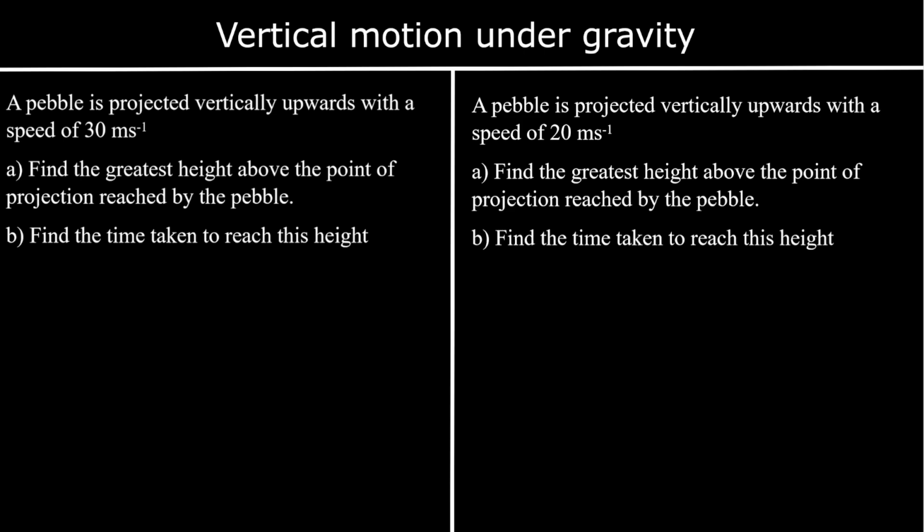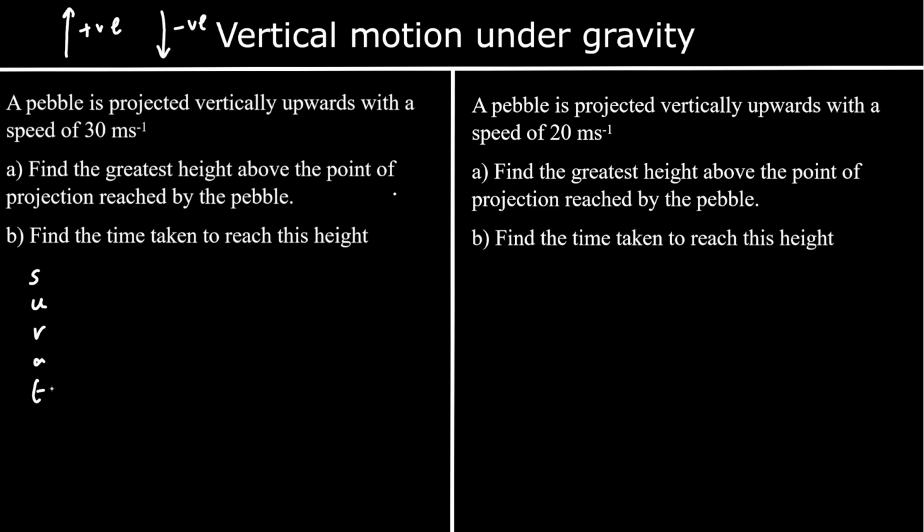Here's another question. A pebble is projected vertically upwards with a speed of 30 meters per second. So now we've got a positive initial velocity and we're going to have acceleration acting downwards. So we're going to have to use a negative sign to show the direction. If we say that going up is positive and going down is negative, we've got SUVAT.